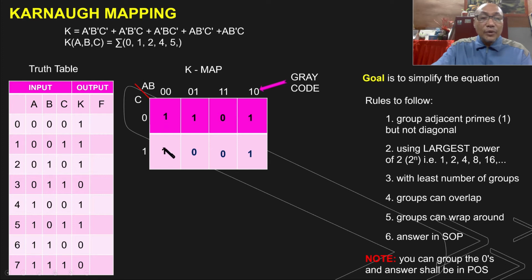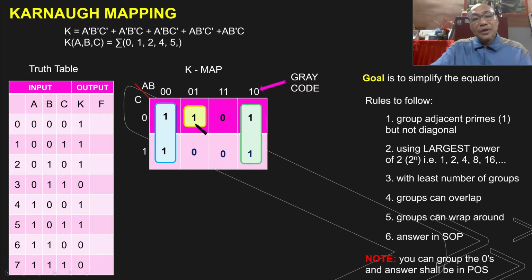So therefore, can we group these two? So let's try. We try to group these two since they are adjacent. Can we have also this and this? Since this is already grouped together and these are grouped together, maybe we cannot group this one. But we try to consider it, groups can overlap. So therefore, this one can be grouped here and there will be no problem.